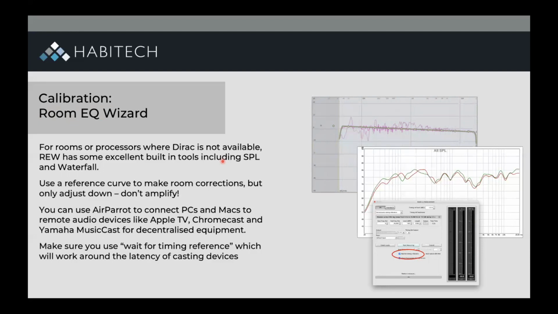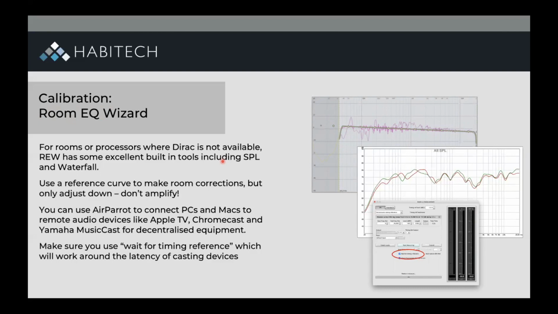One of the things about Room EQ Wizard that you need to consider, though, is that it expects the amplifier to be in the same room as the speakers. And in many cases, certainly in CI, that's not the case. That presents a problem, because Dirac is designed to work with the amplifier out of the room. Room EQ Wizard is not.